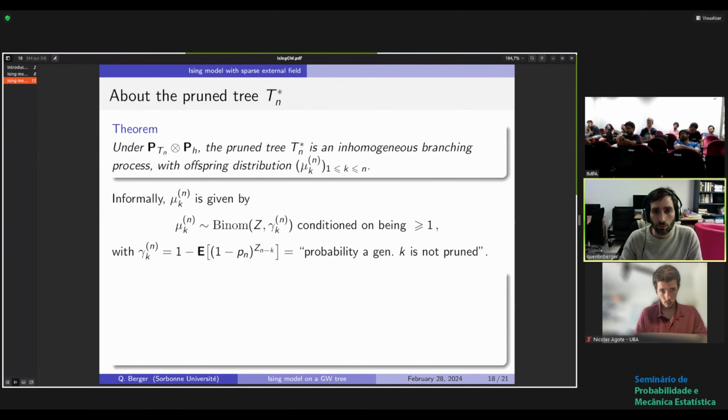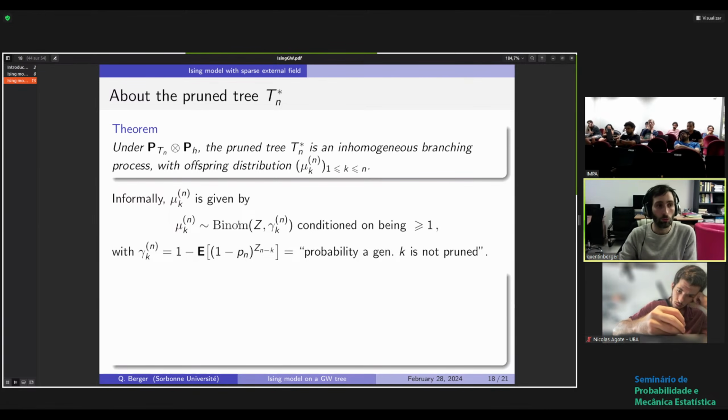And you have an explicit expression for this offspring distribution. Roughly, you take a number of offspring Z, and you keep each of them with probability gamma k. This gamma k is a parameter of the model. So basically, you grow your branching process, and at each vertex you remove a certain number of leaves. And this offspring distribution is conditioned on being larger than 1.